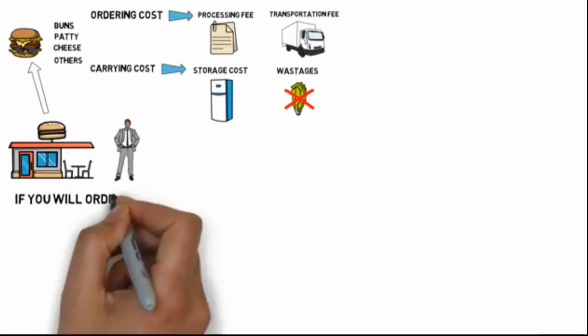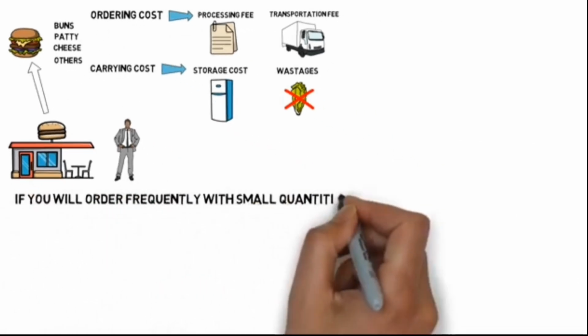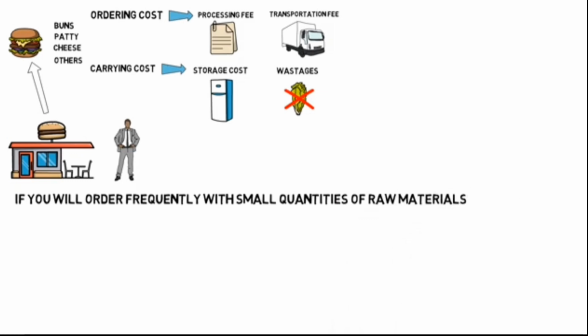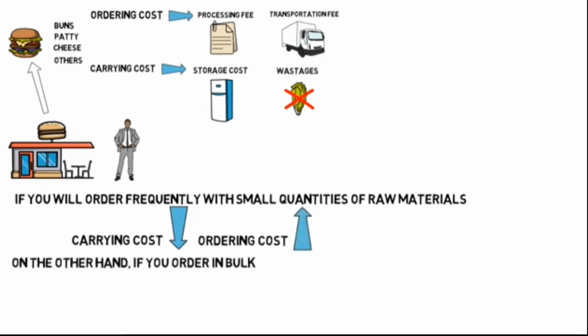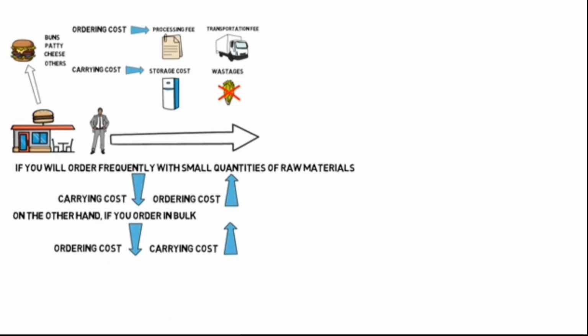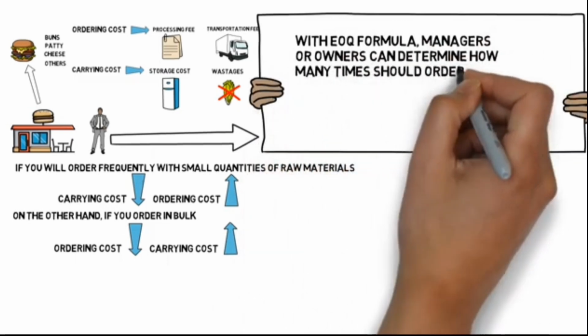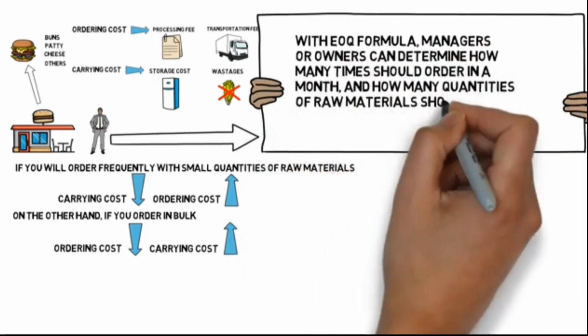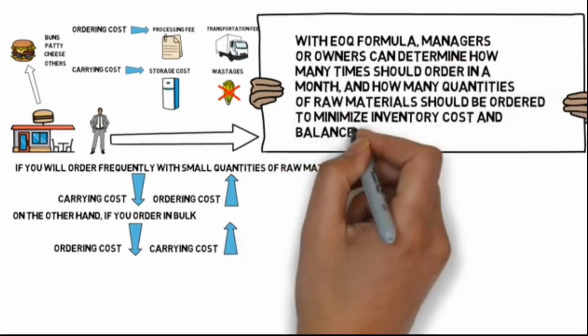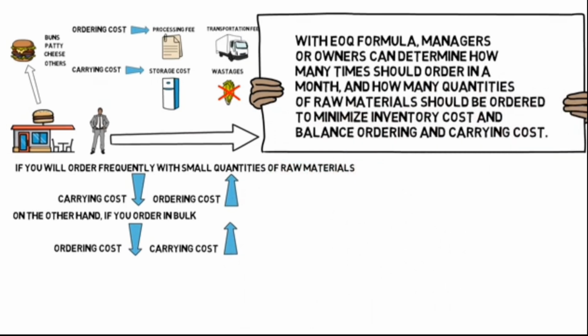If you order frequently with small quantities of raw materials, carrying costs will go down but ordering costs will go up. On the other hand, if you order in bulk, ordering costs will go down but the carrying costs will go up. With the EOQ formula, managers or owners can determine how many times they should order in a month and how many quantities of raw materials should be ordered to minimize inventory cost and balance ordering and carrying cost.